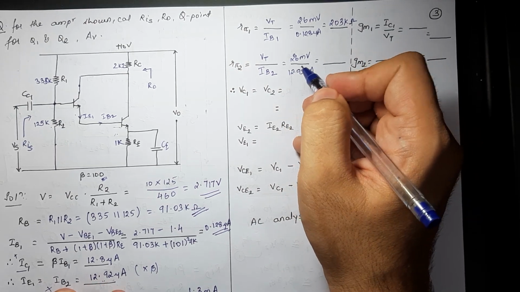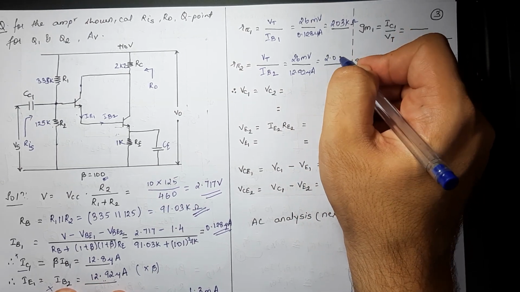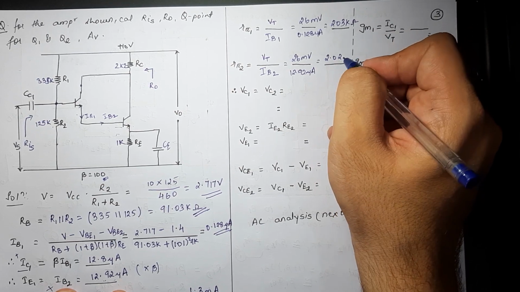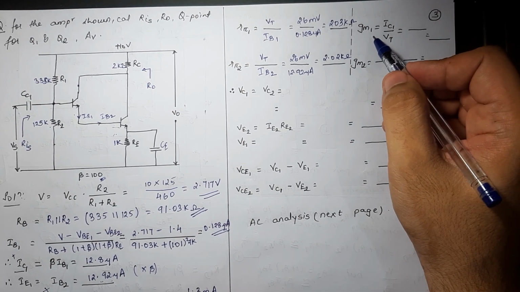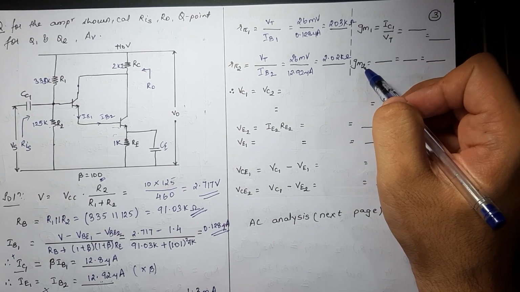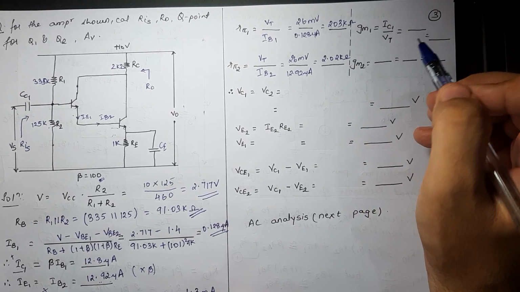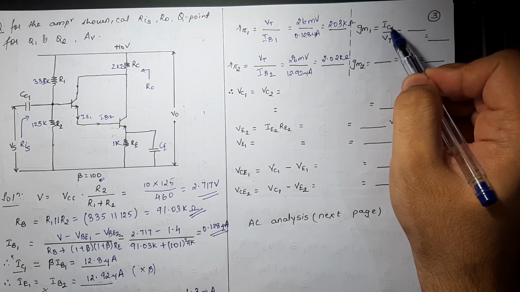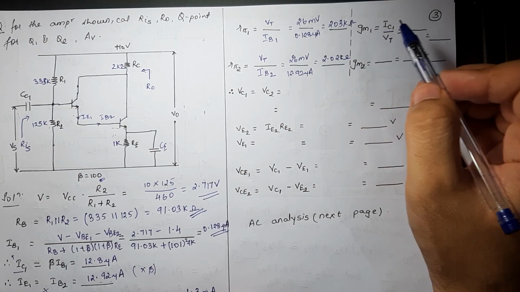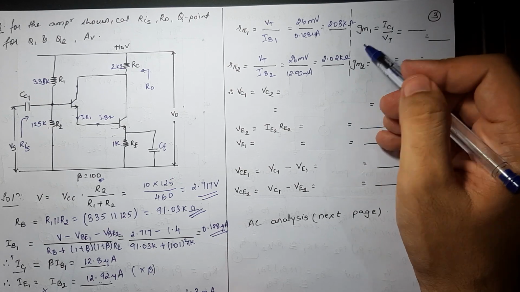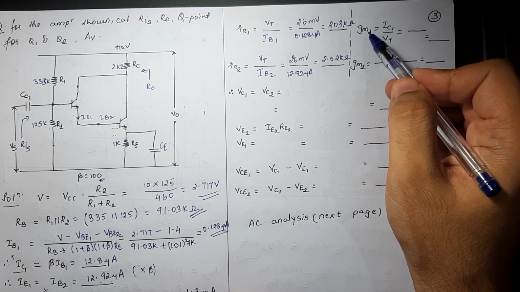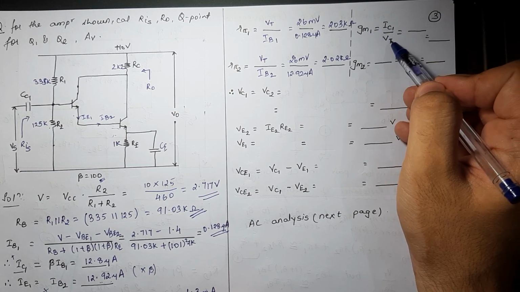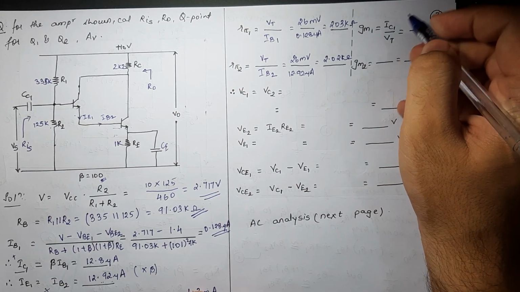The resultant is giving me 2.02 kilo ohms. For additional purposes, I have also found the transconductances GM1 and GM2 here, which might be used at a later stage. GM1 is given by IC, or in simpler words to remember, transconductance is given by output current upon the thermal voltage. Output current for the first transistor is given by IC1 upon the thermal voltage, 26 millivolt.